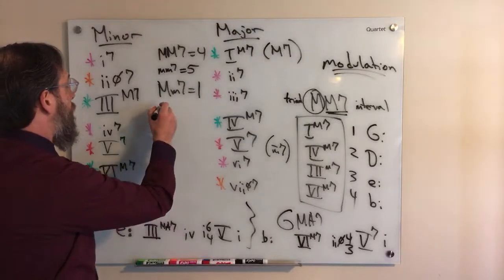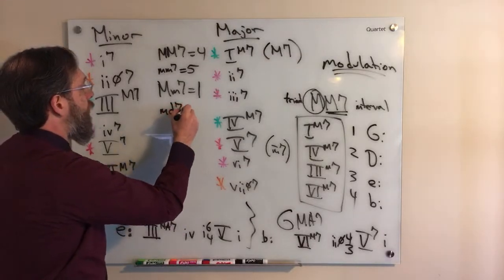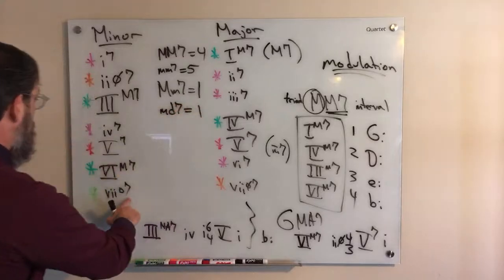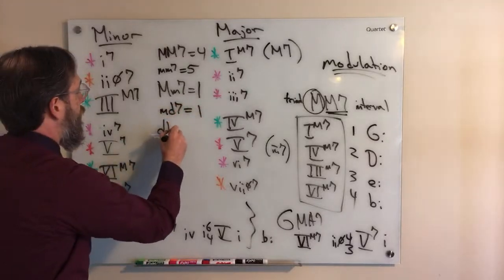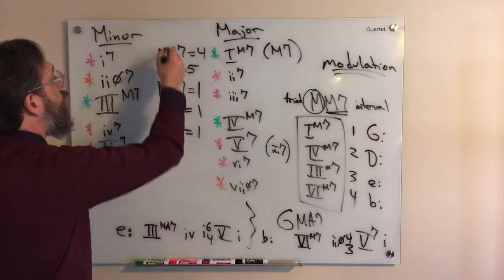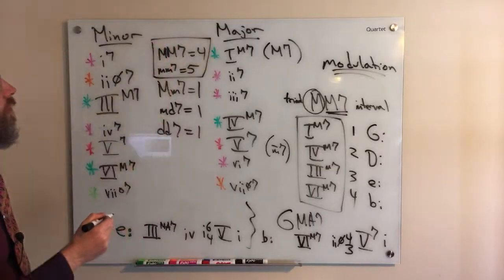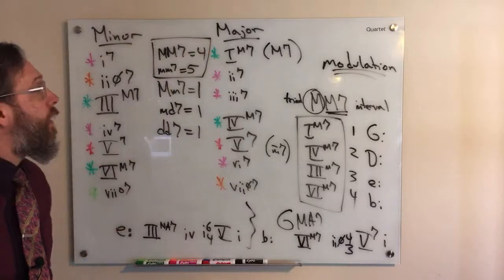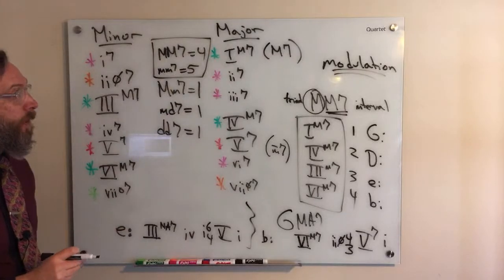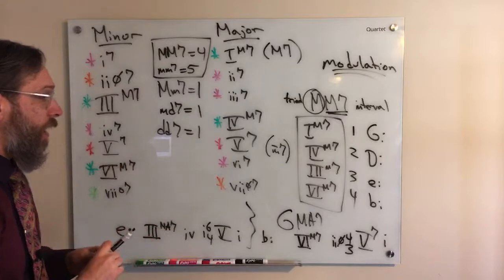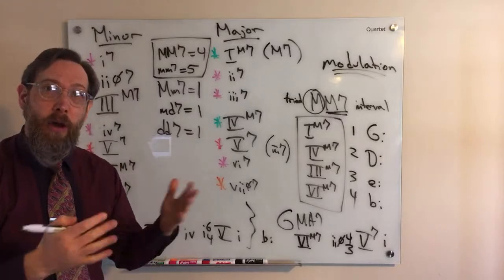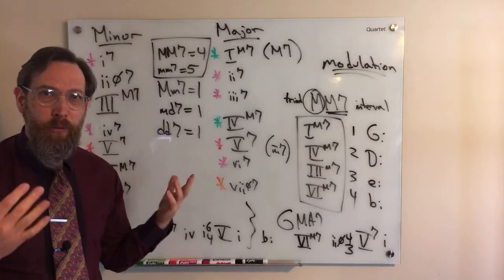Half-diminished 7, so that would be minor diminished 7. There's only 1. Diminished 7. There's only 1. So really, the real excitement, if you're going to use pivot chords, is the major 7 and the minor 7. So just a little something that I was talking about with my class that I thought was worth kind of wrapping your head around.